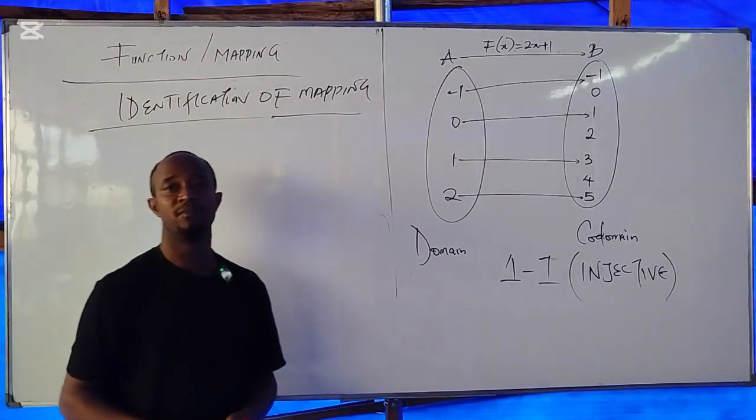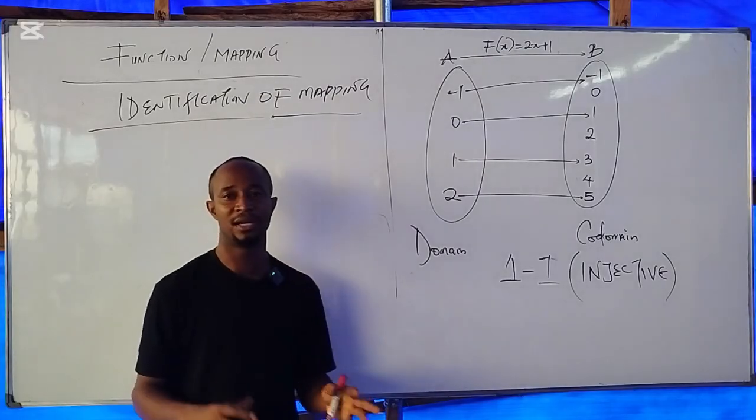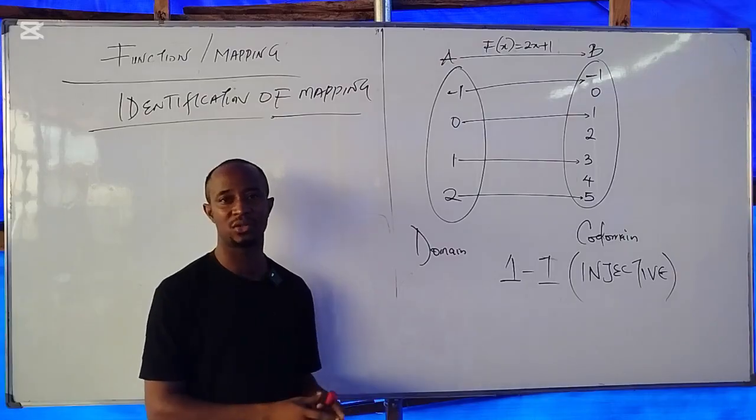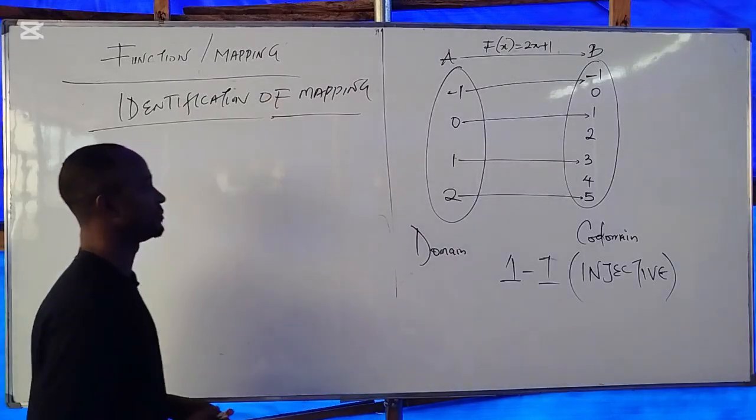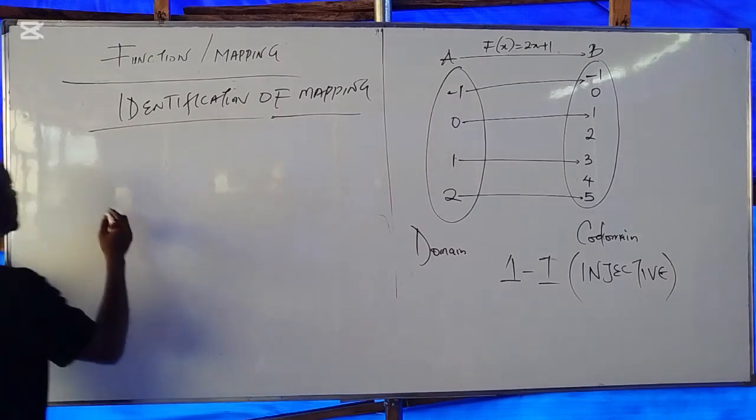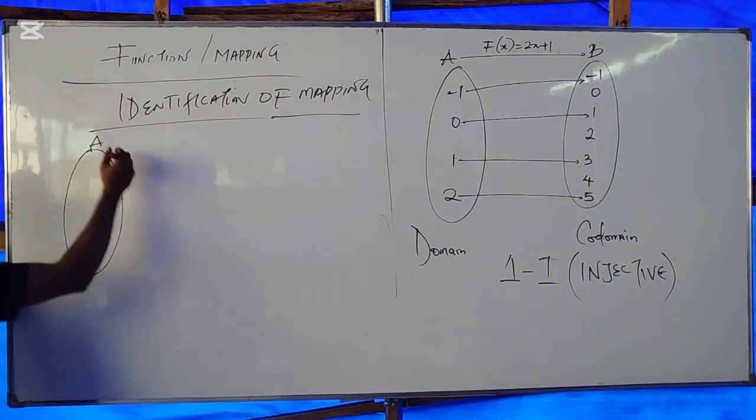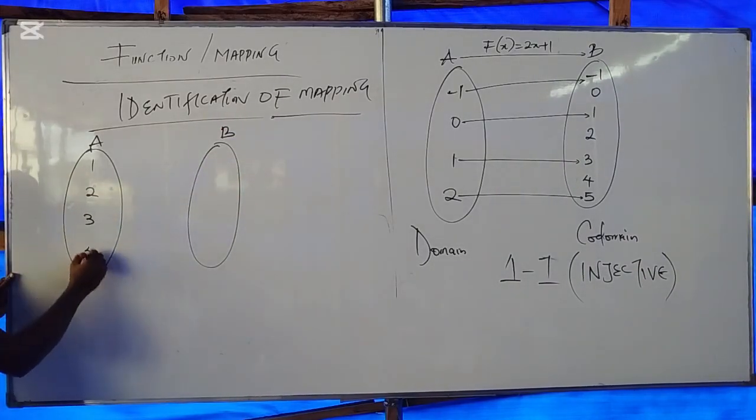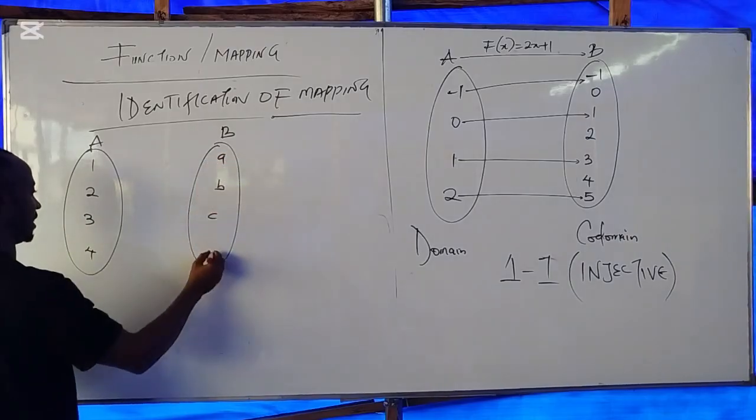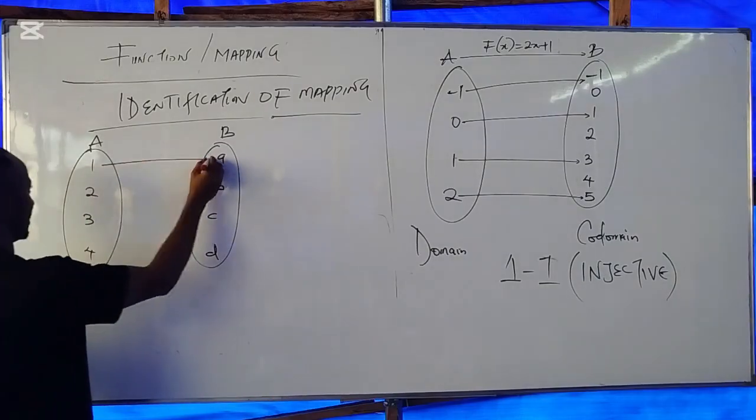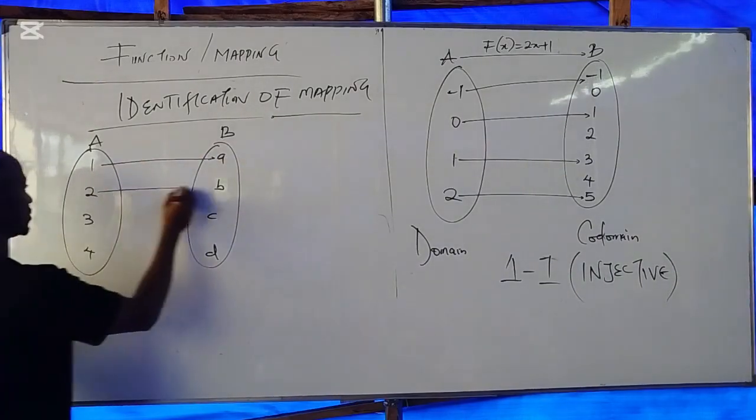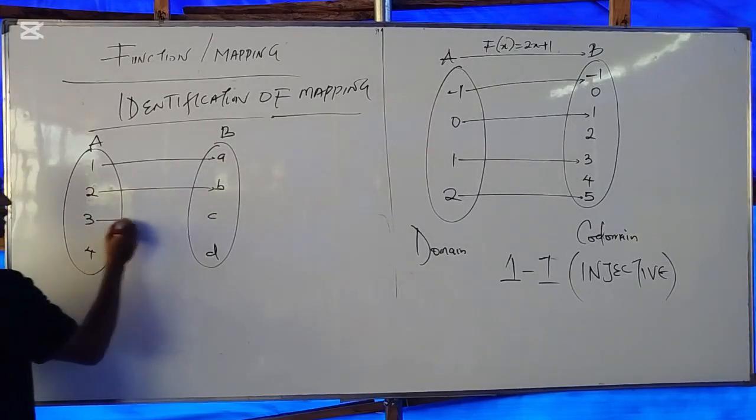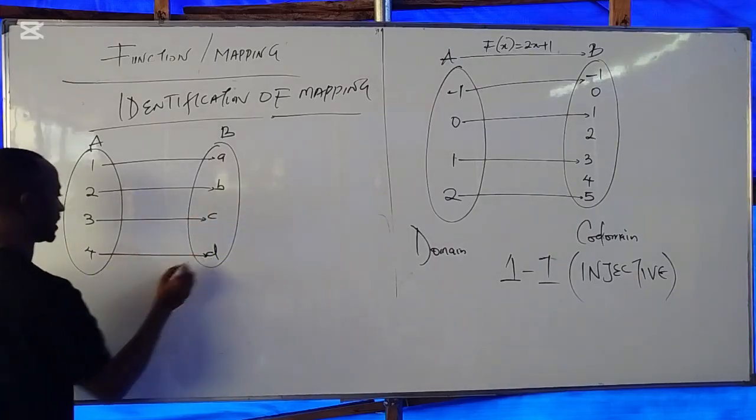All right, guys. Before we go into the onto function, let's look at how to identify a mapping function. Don't forget that not all mappings are functions. Now let's look at a good example. Look at this example here. Let's identify this. I have A, B, and 1, 2, 3, and 4. We have A, B, C, and D. If 1 is assigned to A, 2 is assigned to B, 3 is assigned to C, 4 is assigned to D.